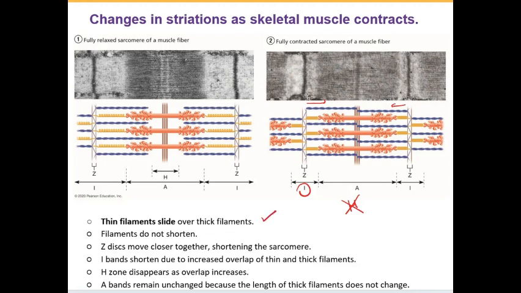We learned that filaments do not shorten. There is no change in the length of the thin filament and thick filament. We saw how the Z discs move closer together and shorten the sarcomere while the muscle contracts. I bands shorten due to the increased overlap of thin and thick filaments, and then the H band disappears as the overlap increases. So now we do not have an area where only the thick filament is available. Then the A band remains unchanged because the length of the thick filament does not change.